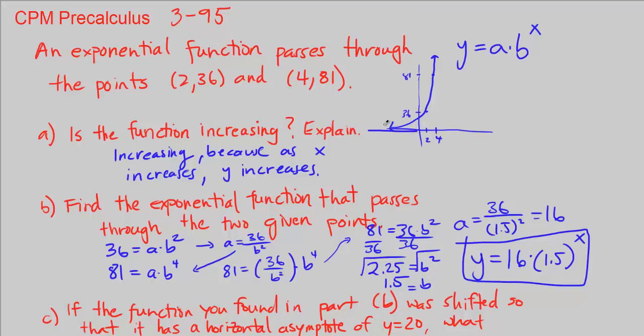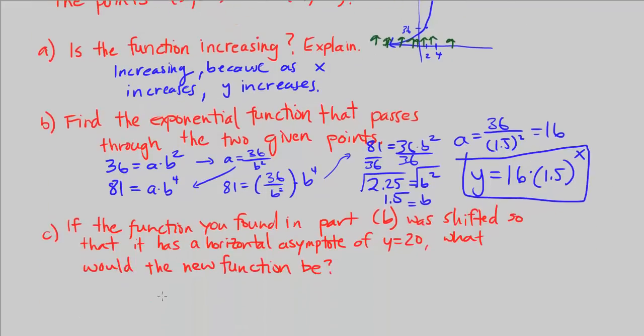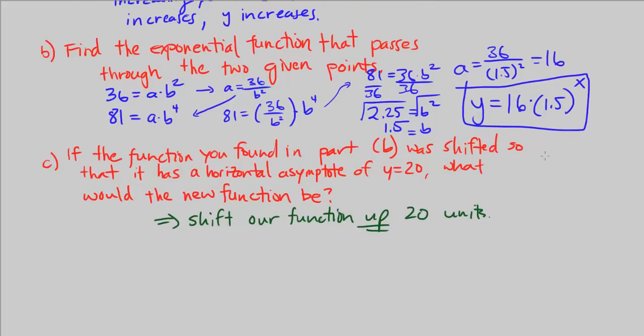Right now we have a horizontal asymptote at the x-axis. If we want it to be all the way up here at 20, we're going to want to move everything up. We want to shift our entire function up 20 units. And how do we do that?